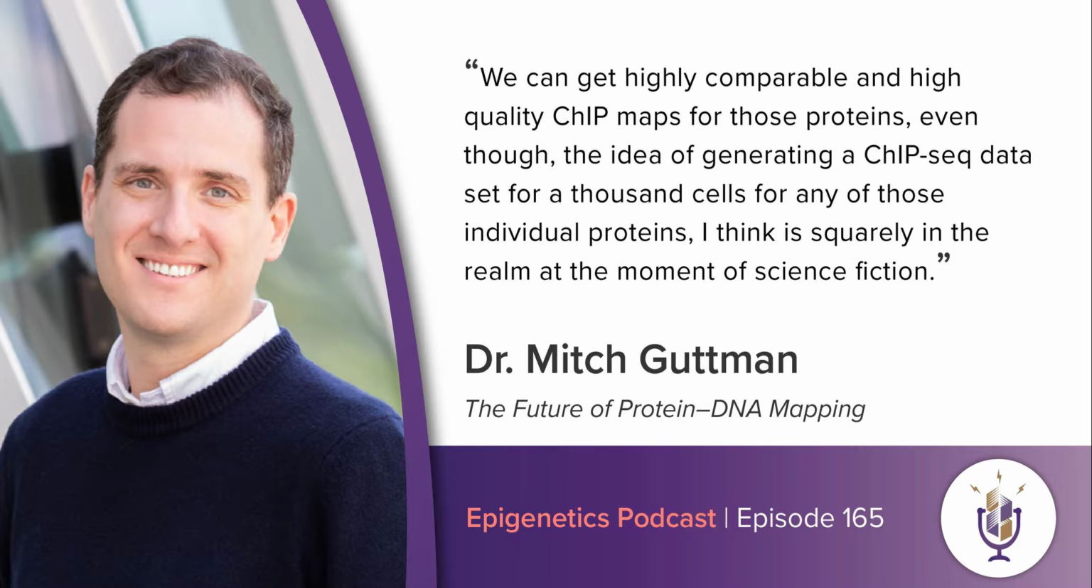The field already has ChIP-seq, cut-and-run, cut-and-tag, and other methods to map protein-DNA interactions genome-wide. So what specific limitations were you trying to overcome when you started developing ChIP-dip?